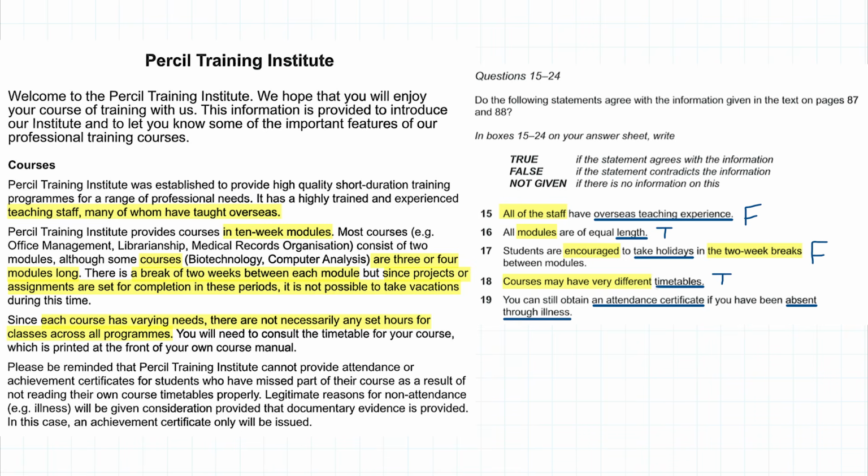I find it's pretty tricky. So the statement says that if you're ill, you'll receive an attendance certificate. Is it true? Well, in the passage we read that actually there are two types of certificates: attendance and achievement certificates. And if you're ill, you have a legitimate reason, you'll receive an achievement certificate. Achievement. But the question mentions attendance. These are different certificates. So the answer is false.